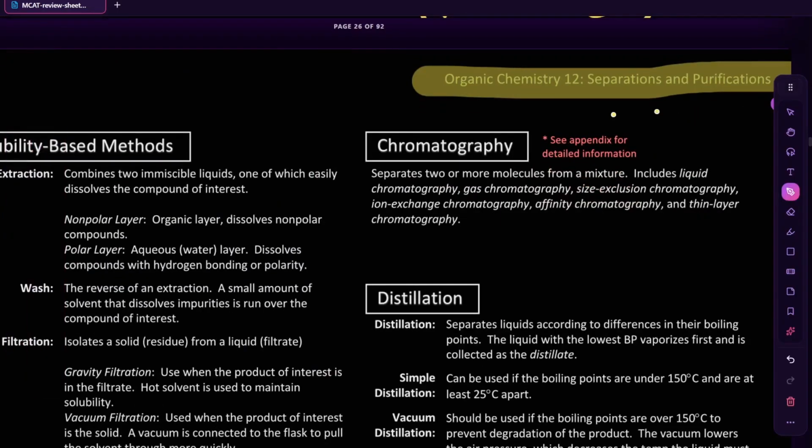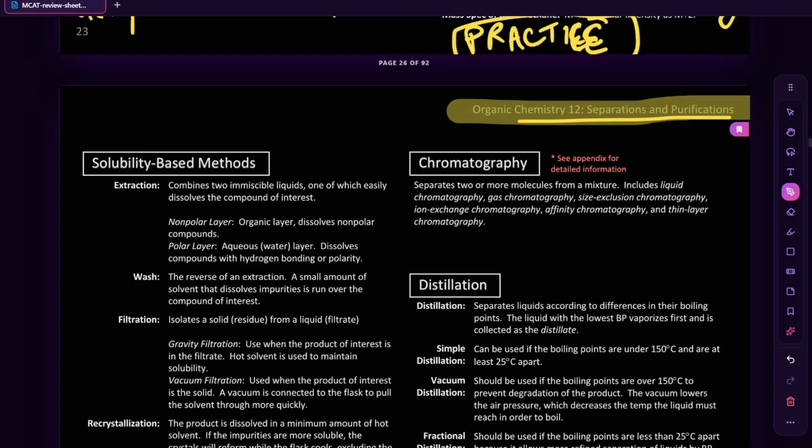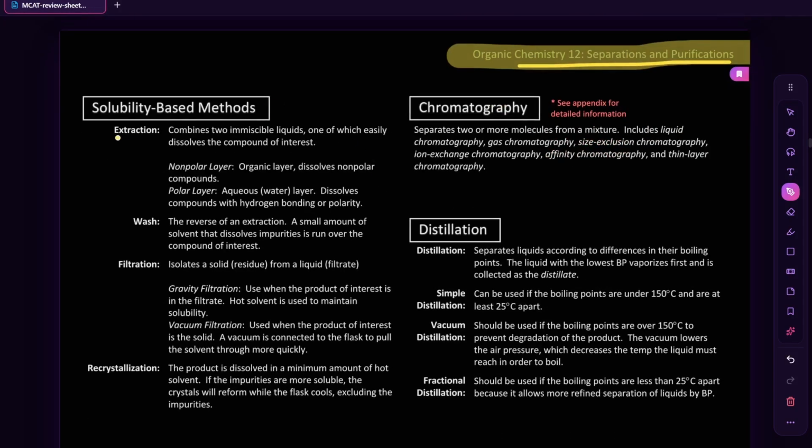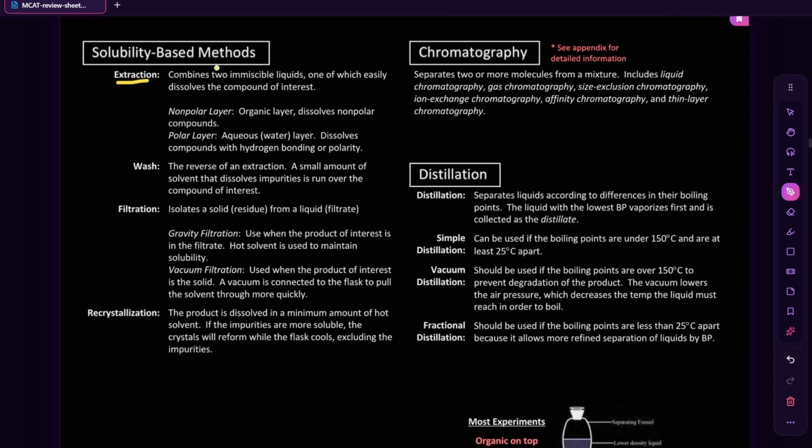Okay, and last but not least, we're on chapter 12 on separations and purifications, which is pretty interesting. I was never really interested in separations and purifications, but you might be. So anyway, let's start first with extraction. These are solubility-based methods. You can do extraction, wash, filtration, or recrystallization.